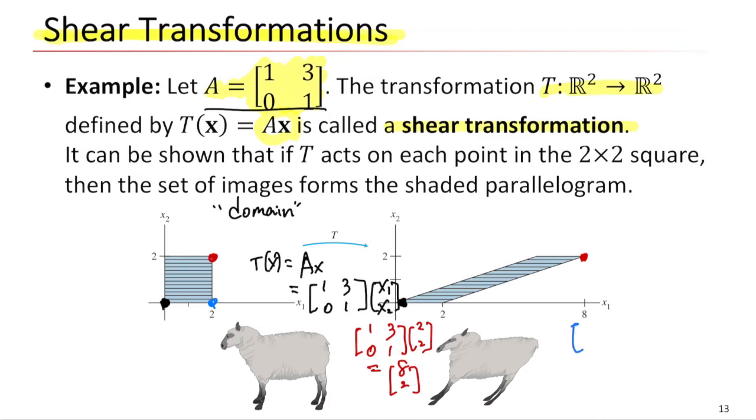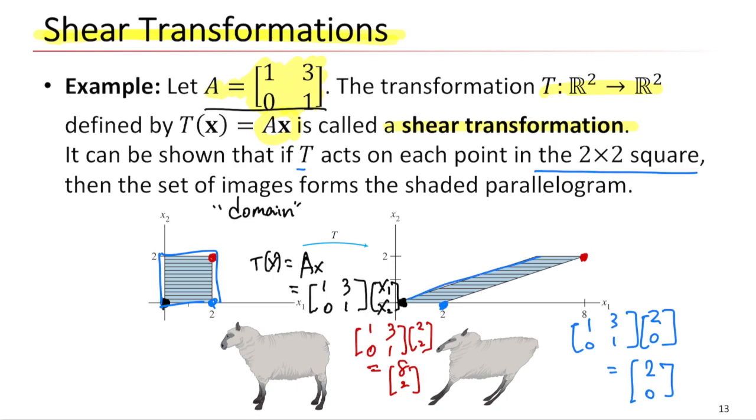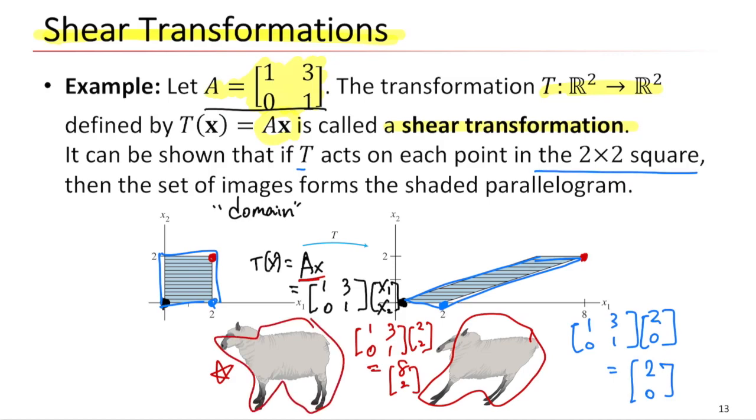What about this one? [1, 3; 0, 1] times (2, 0) will be (2, 0). So it turns out that if the transformation T acts on each point in the 2 by 2 square, then the set of the images, or the set of the outputs, forms the shaded parallelogram. To understand this, if we think about the shape of a sheep, by applying the transformation A we can get this sheared shape. So this is an example of the shear transformation. In this case, this is the codomain, right?